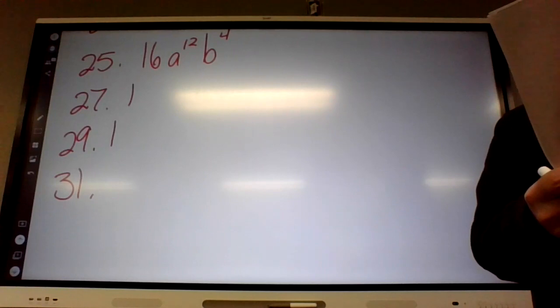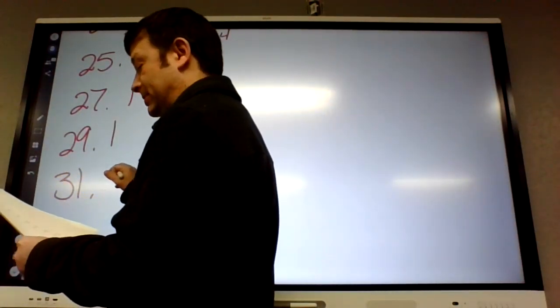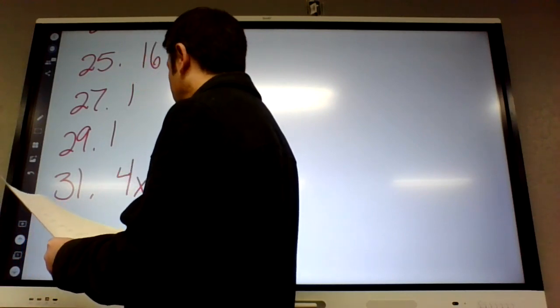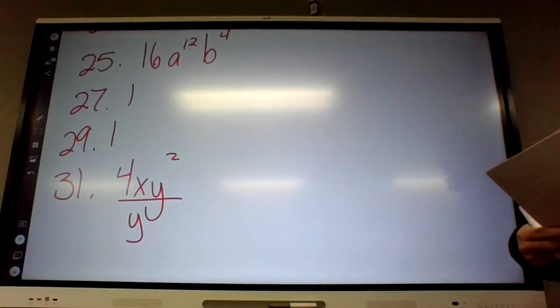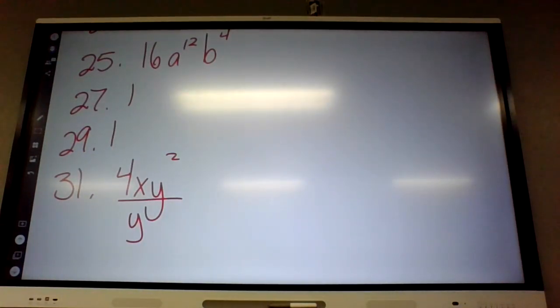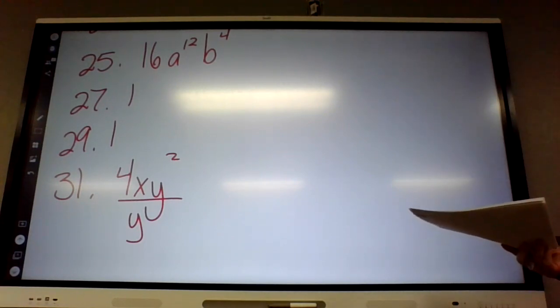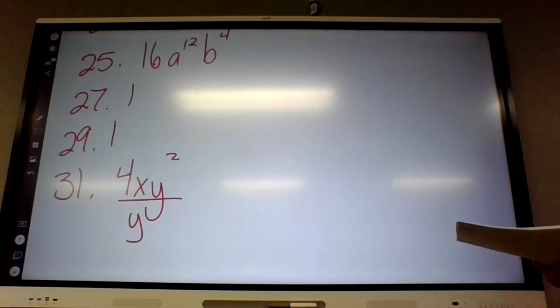Jaden, 31. Okay, this one is actually new too. Well, we talked about it, but girls, give me a hush over there. We're going from multiplying, like on number 1, to now dividing. So when we multiplied, we added the exponent. Jaden, what are we going to do when we divide? Subtract the exponent.